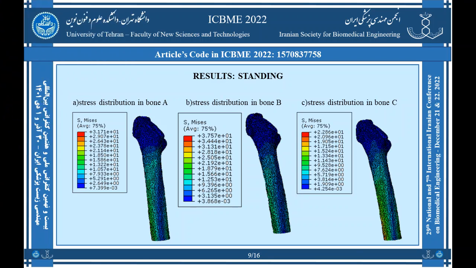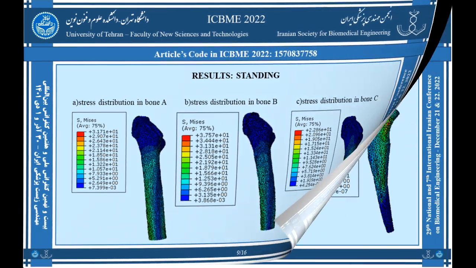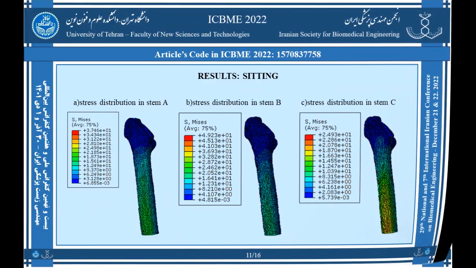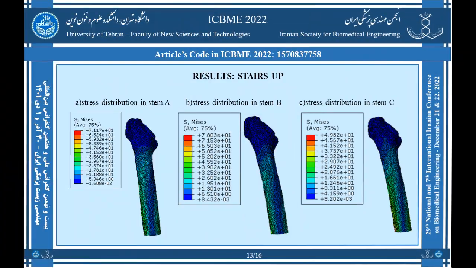On the other side, maximum values of von Mises stress in the femur bone in the standing position, and with all three implants, were distributed along the shaft and concentrated in the diaphysis part of the bone. As you see, it's the same with the sitting and stairs up positions.